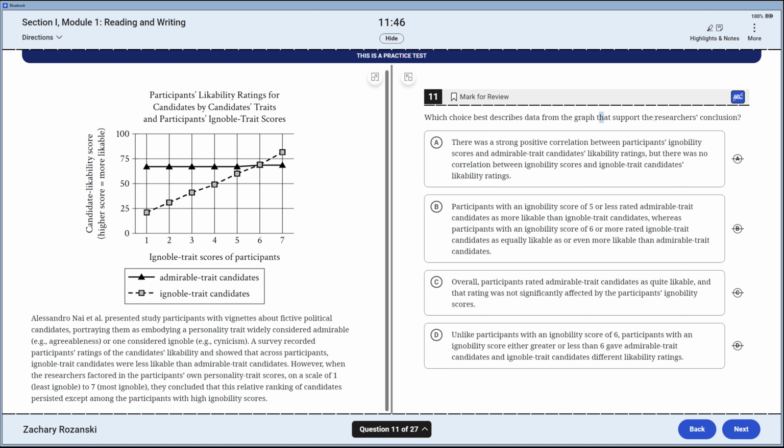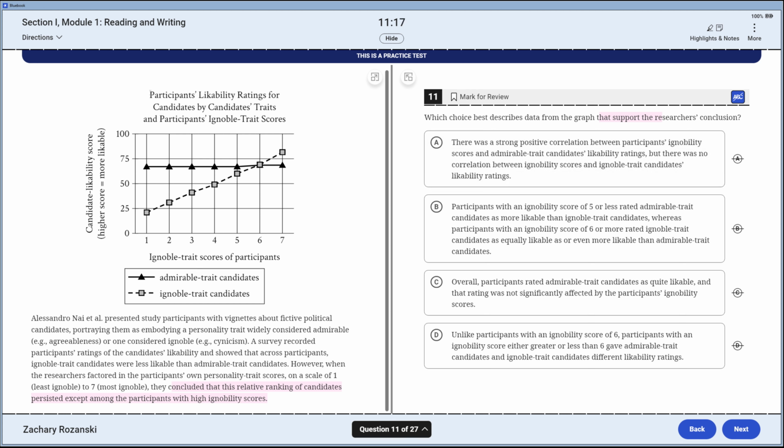So we're going to support a researcher's conclusion. What be the conclusion? They conclude this relative ranking of candidates persisted, except among the participants with high ignobility scores. However, when the research factored in the participant's own personality on a scale of 1 to 7, I don't really know what that means. There was a strong positive correlation between participants' ignobility scores and admirable trait candidates' likability, but there was no correlation between ignobility scores and ignoble trait candidates' likability.